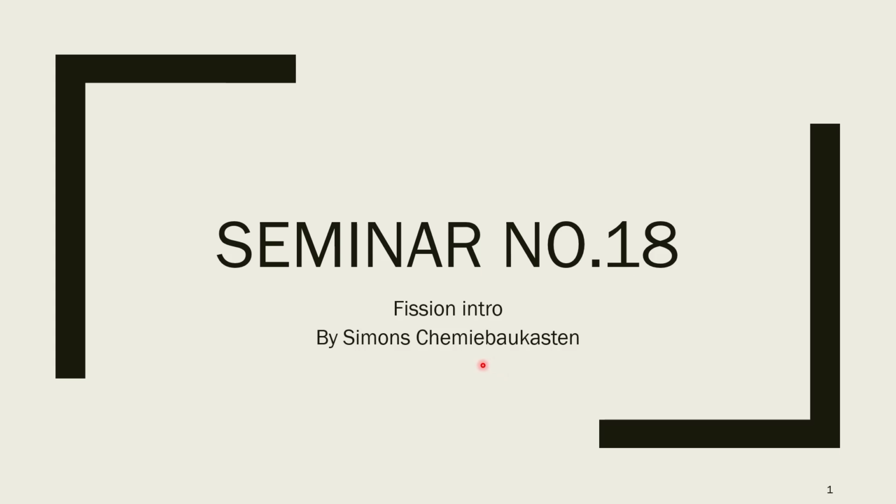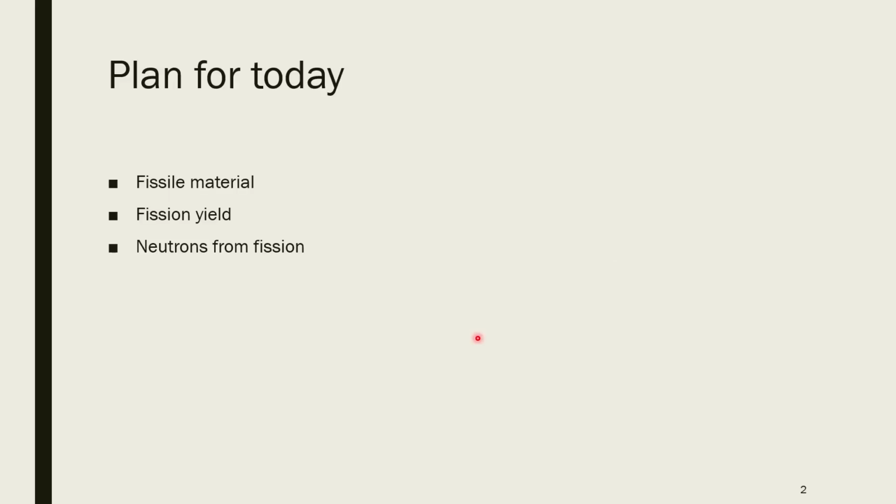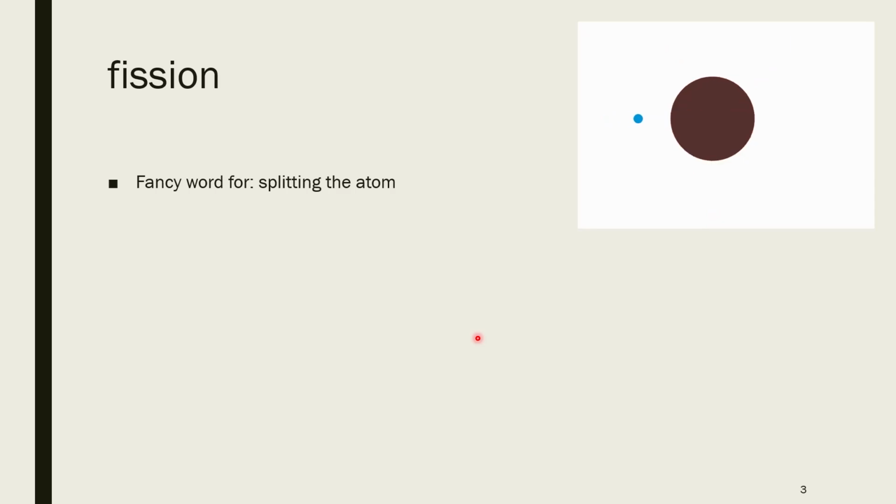Today we are going to have a quick introduction into nuclear fission. So what's the plan for today? We are going to talk about fissile material, fission yield and neutrons from fission. Fission is just a fancy word for splitting the atoms.